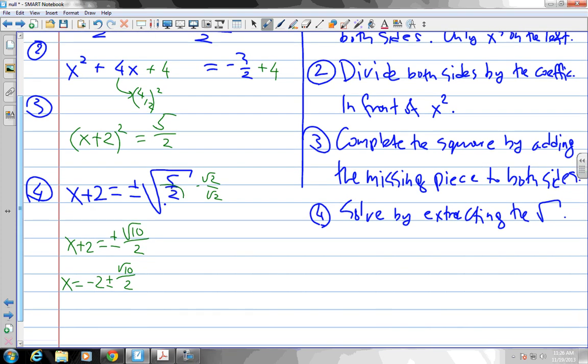Because I have a square root there, right? It's square root of 2, because this is square root of 5 over square root of 2. That's politically incorrect. We cannot have an answer with a radical in the denominator. So you always have to rationalize that.